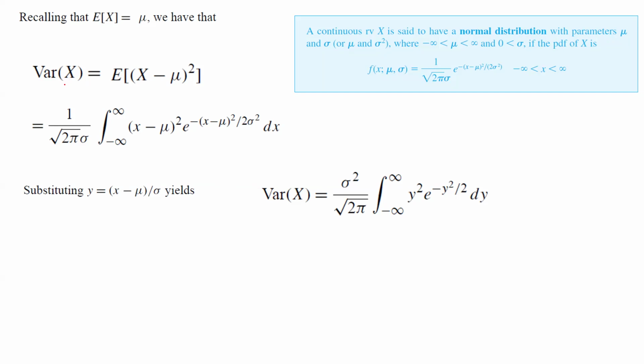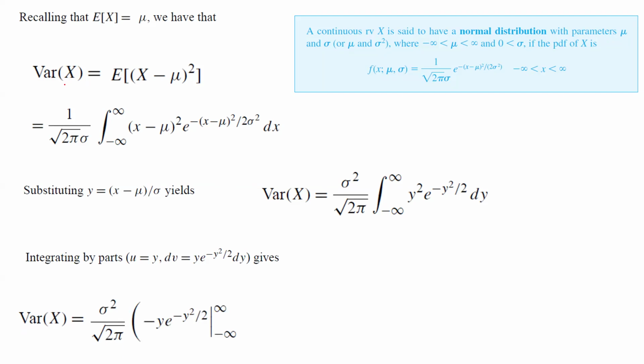Why do we write it this way? Because now you can easily see that you can apply integration by parts and take this integral. Integration by parts: u is equal to y, dv is y e to the power negative y squared divided by 2 dy. So you have uv minus the integral of v du. So sigma squared divided by square root of 2 pi times uv, which is negative y e to the power negative y squared divided by 2, plus the integral of e to the power negative y squared divided by 2 dy.